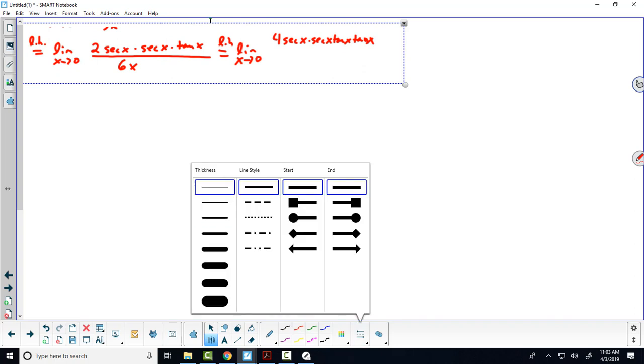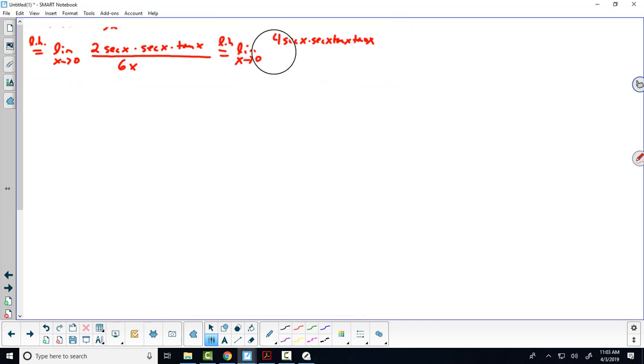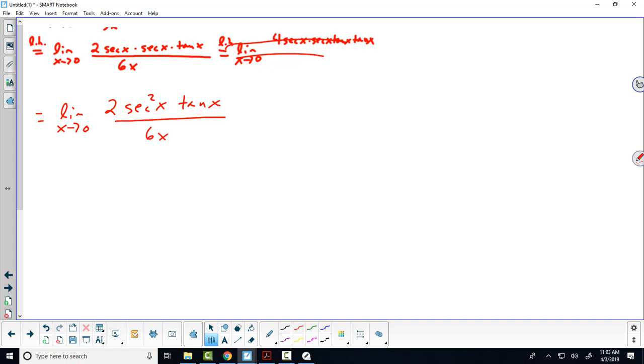So what I did, folks, is I wrote these two together. In fact, let me do it up here. Let me rewrite this as the limit as x approaches 0 of, rather than doing a triple product rule, it'll be easier to do it as a chain rule problem. Okay, so that's what I was doing there.